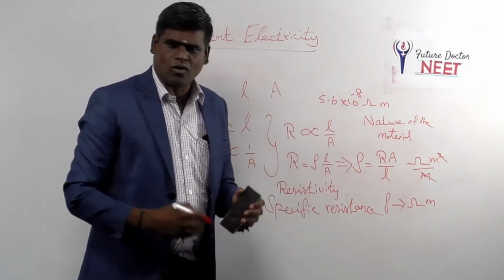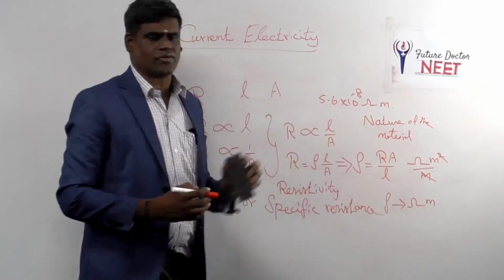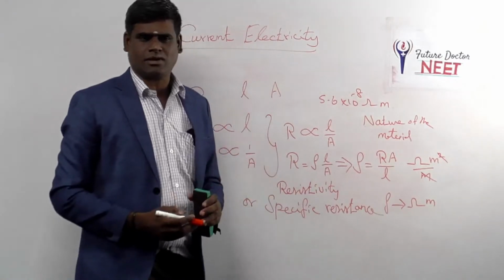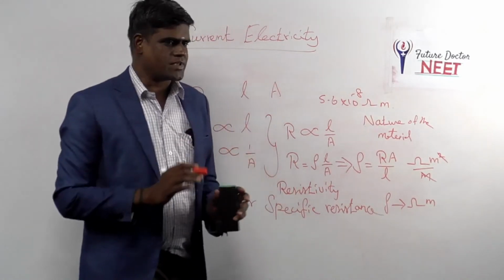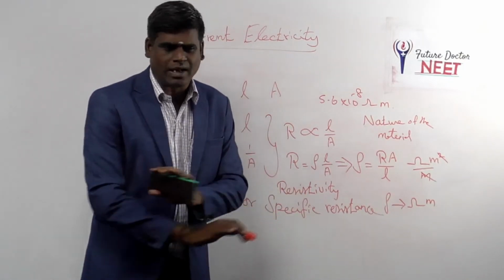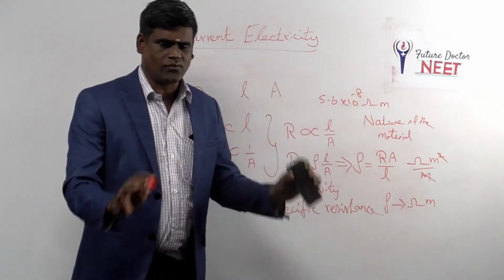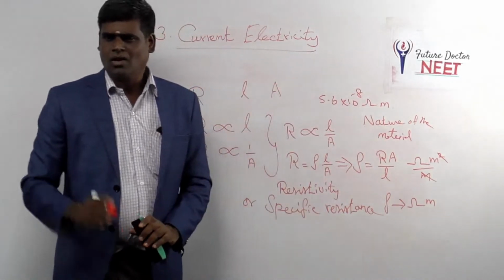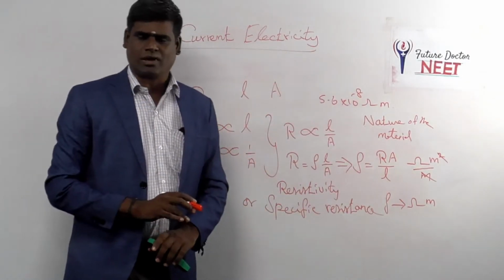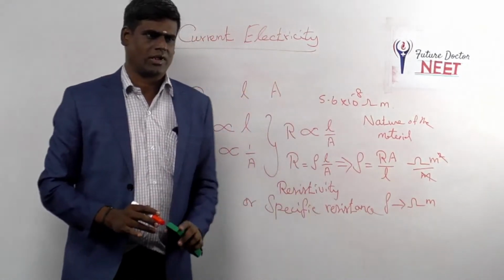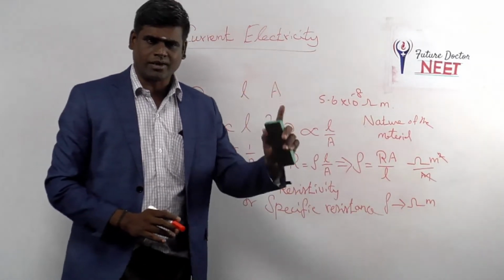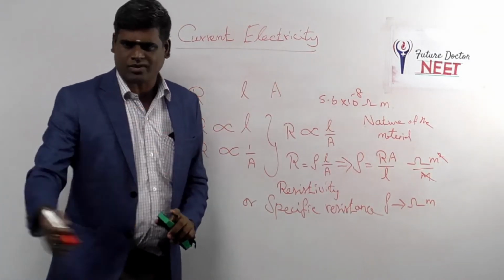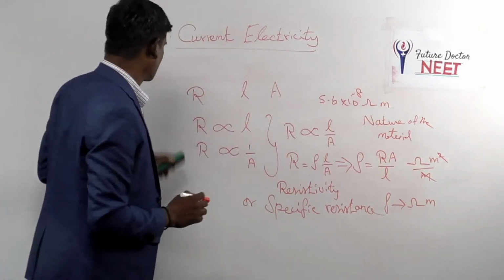So suppose you want to change the material, then only resistivity will change. By changing the length, the area of cross section, the current flow, or the potential difference, resistivity never changes. It is a constant for a given material. For iron, fixed resistivity. For copper, fixed resistivity. Silver, fixed resistivity. Silver is the material containing least resistivity, next to it copper, iron, like that it goes.